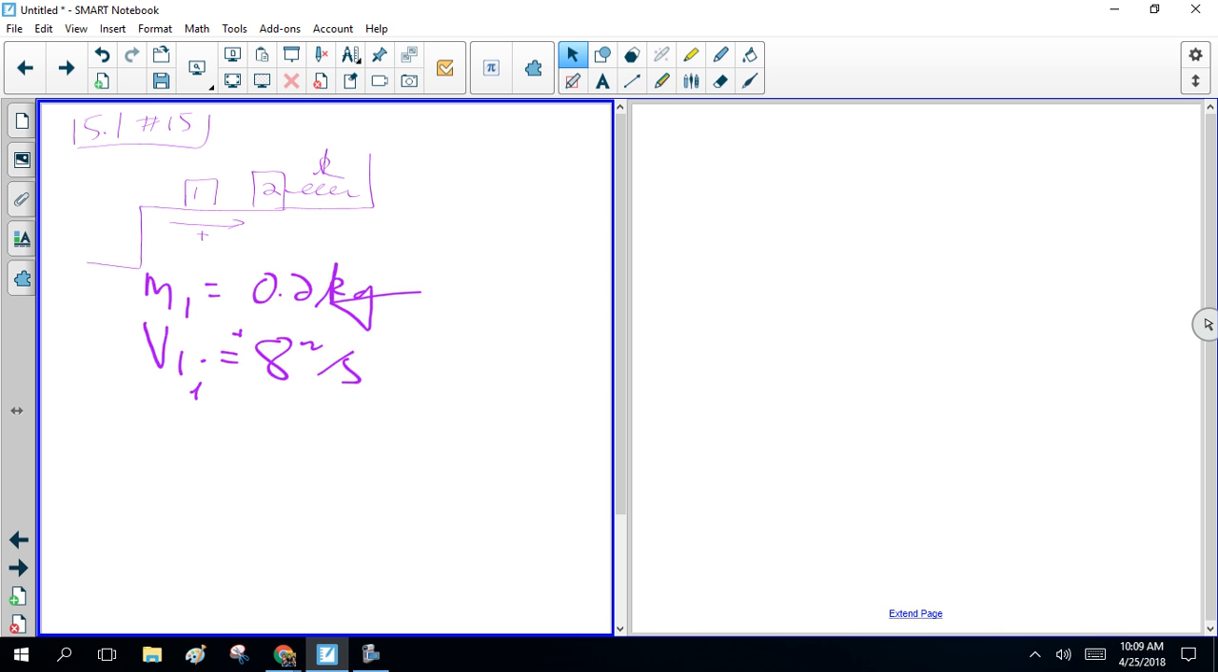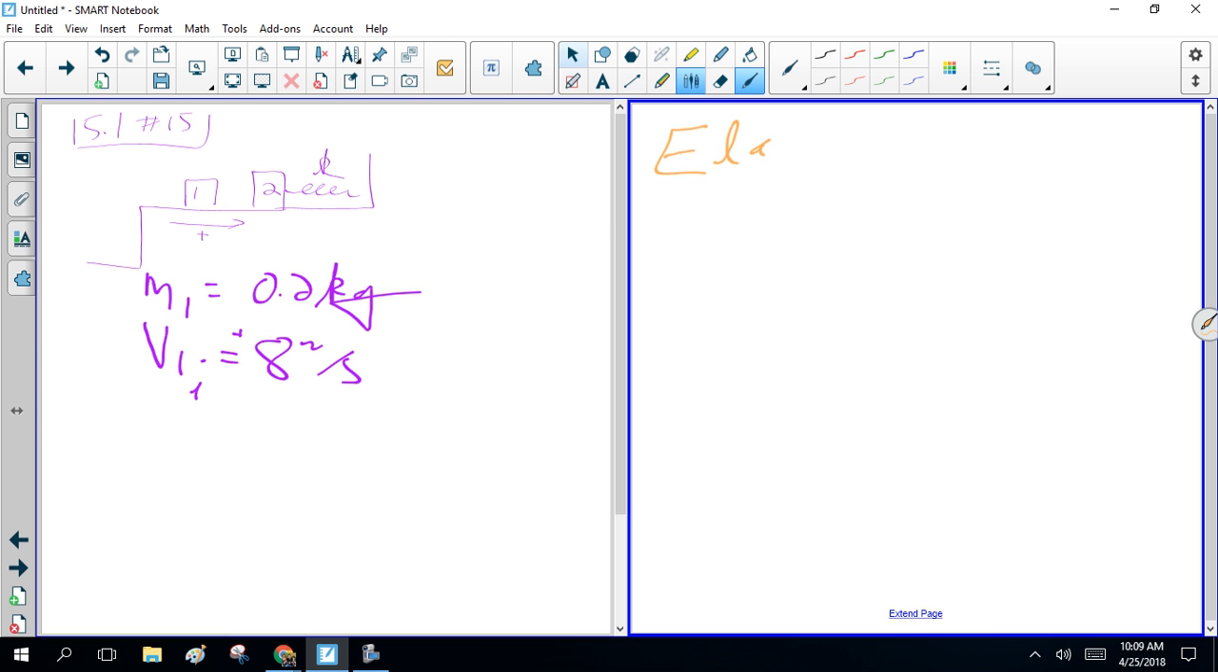What else do we know? The block undergoes an elastic collision. Super important. This will be a good review for the test itself. In an elastic collision, two things are true. One, total momentum is conserved. That's true in any collision. And do you remember we learned a super secret ninja shortcut that you can use? There was something that was true in any elastic collision. Do you remember what it was?